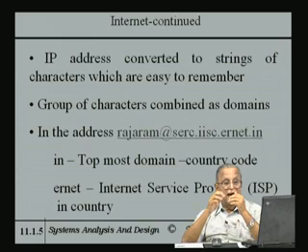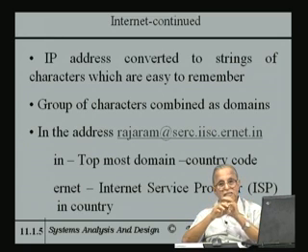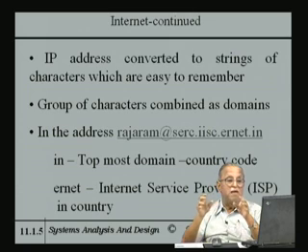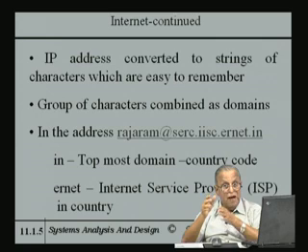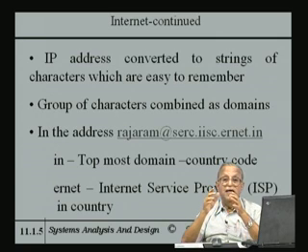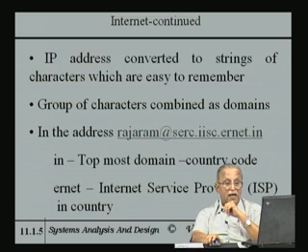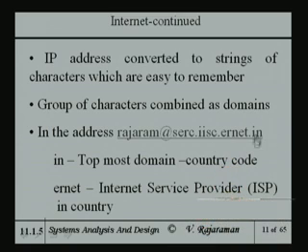Like the address, for instance, is an IP address for B, which is converted to a unique address of a type which can be remembered. So, for instance, the address is divided into a number of parts. Starting from the right to left, the last part is the topmost domain, which normally gives a country code. And the next one, ARNET. This N is the country code. It's called the topmost domain.